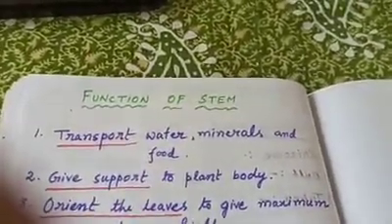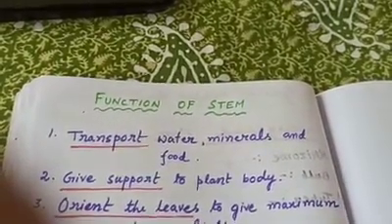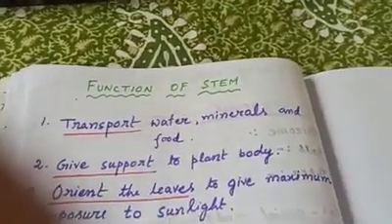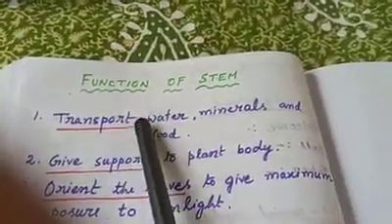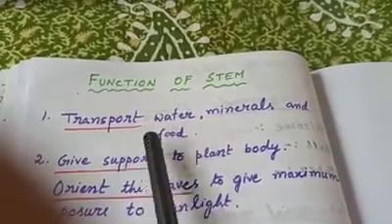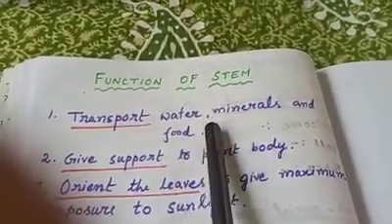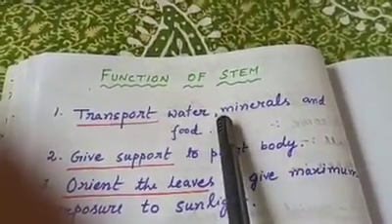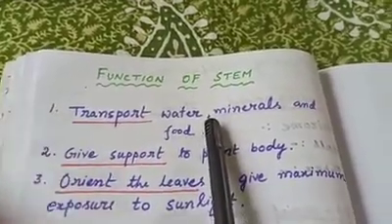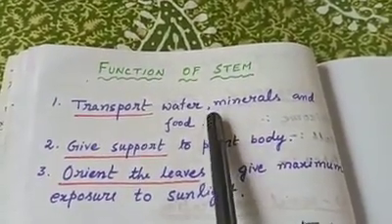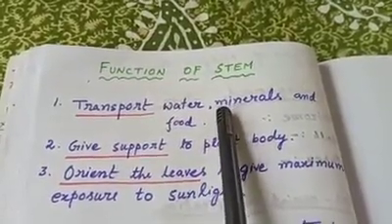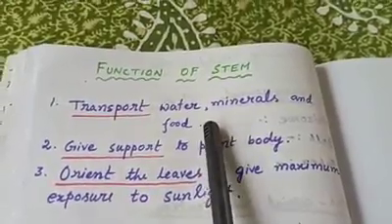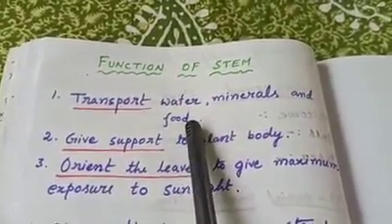Stems are very important for the plant body. So, what are the functions of stem? First of all, it is transport. Stem transports water, minerals and food. The water and minerals which are absorbed by the root system are transported through the stem to the whole part of the plant body. And after photosynthesis, the food, that is glucose, is also transported by the stem throughout the whole body.